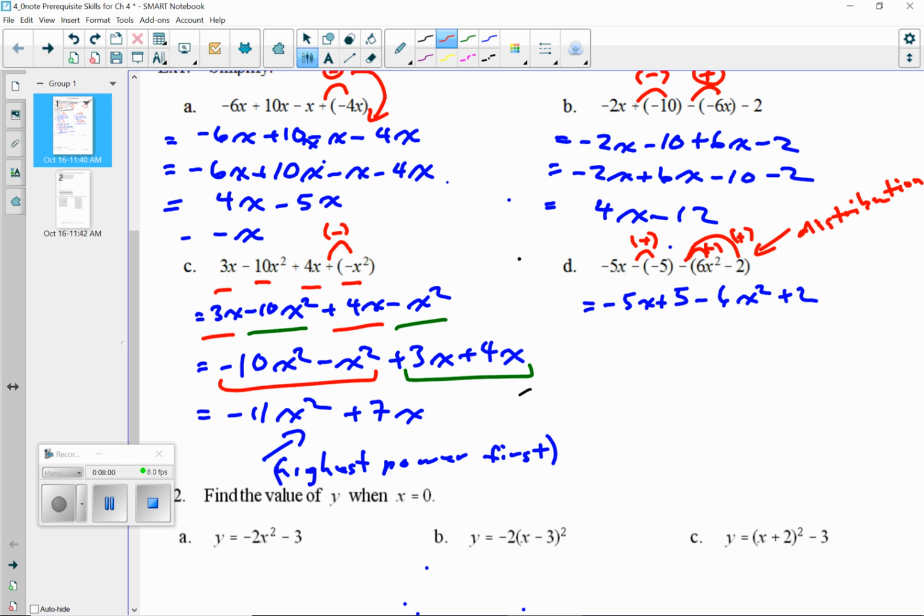So if you hear me say the term distribute the number across, we're taking whatever's in front of the bracket and applying it to everything on the inside here. So the plus 6 turns into minus 6, and the minus 2 turns into plus 2.